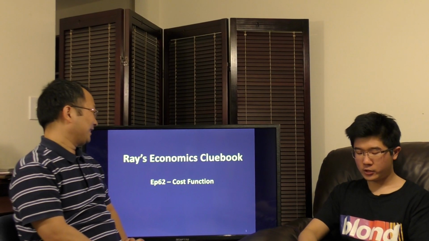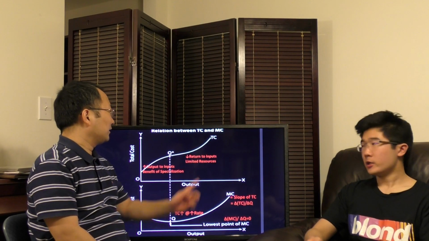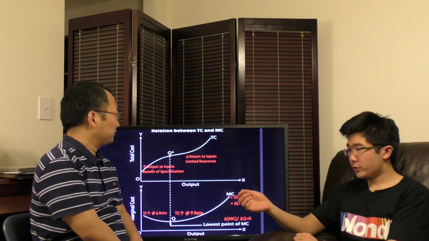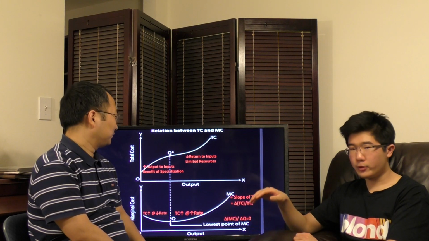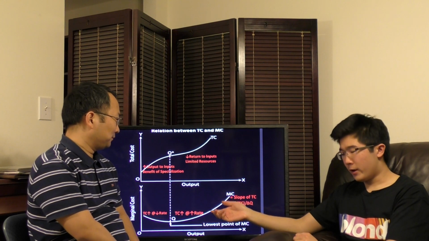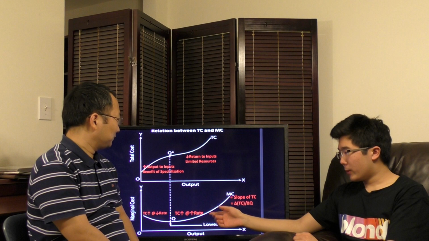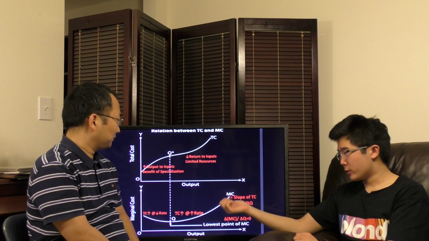Today we're talking about cost function. Let's look first at total cost and marginal cost. Total cost is our total cost, and marginal cost is the per unit additional cost of an additional input in comparison to our total output. By increasing output by 1, the increase in total cost is our marginal cost.